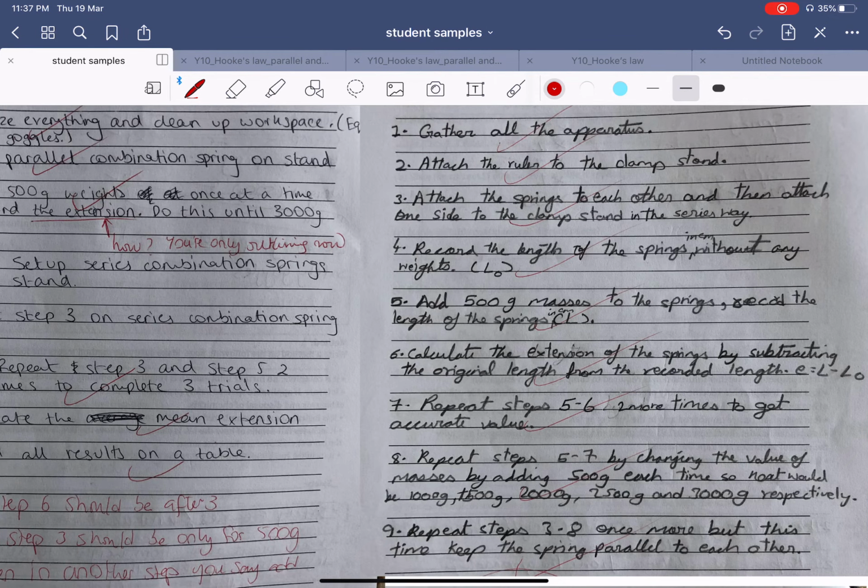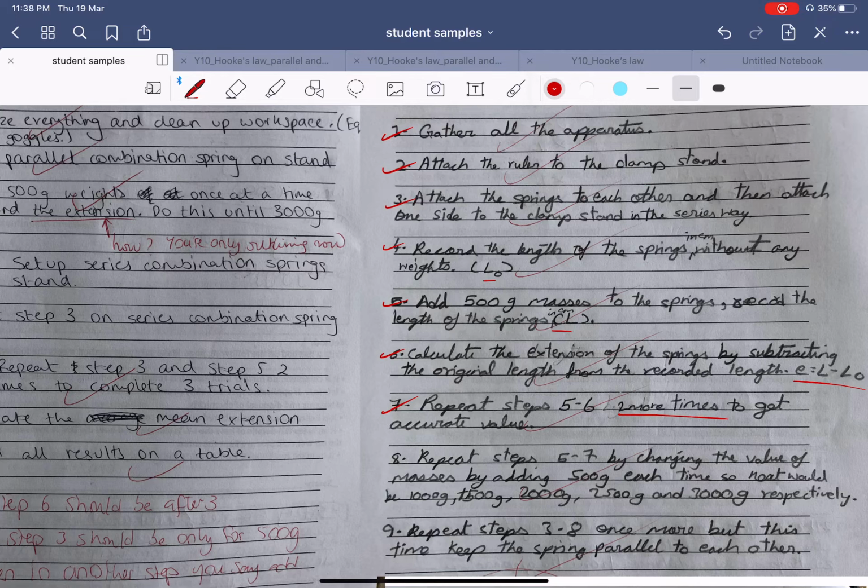So gather all the apparatus. Attach the ruler to the clamp stand. Now I get it. Attach the springs to each other and then attach one side to the clamp stand in series. Record the length L0. Add 500 grams, record L. Calculate the extension E, L minus L0. Repeat the steps 2 more times.